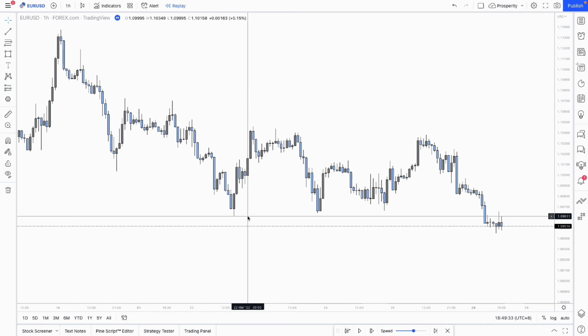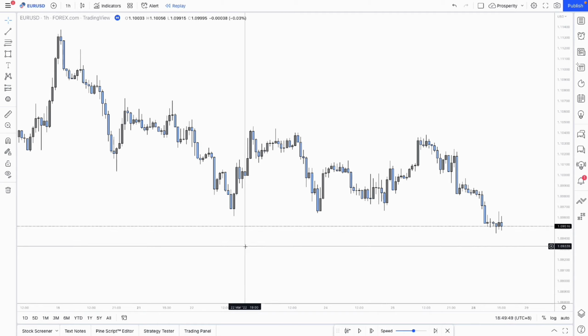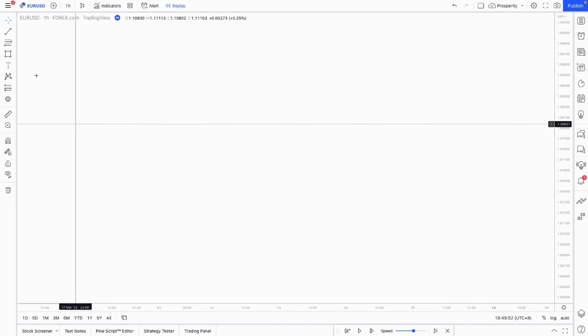Now, when we have a change of character, essentially what that means is one of the parties in control has now been flipped by the other. So for example, supply is in control and it has been broken by demand. That is a change of character, and the vice versa is also true. So let's visualize this first down here.